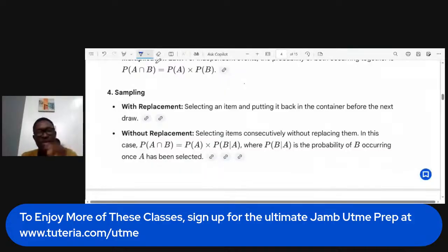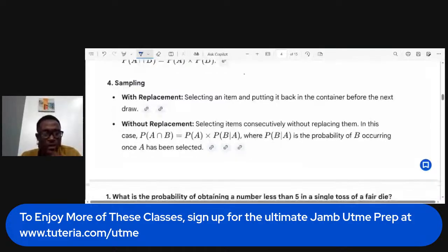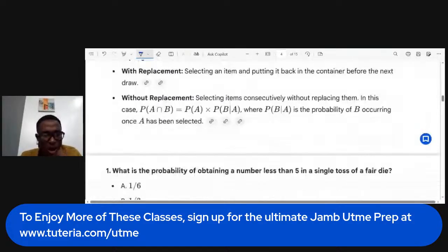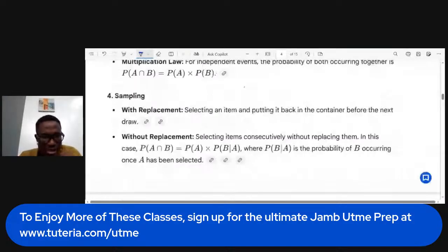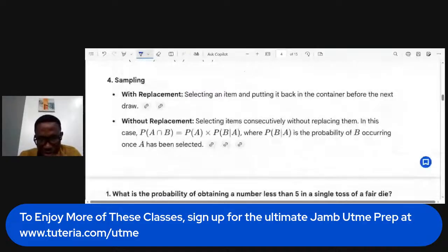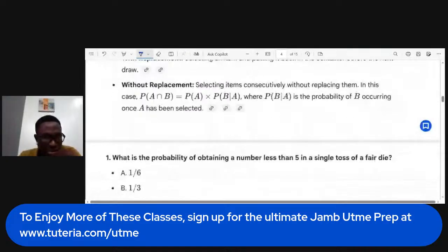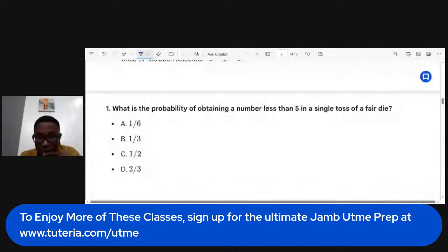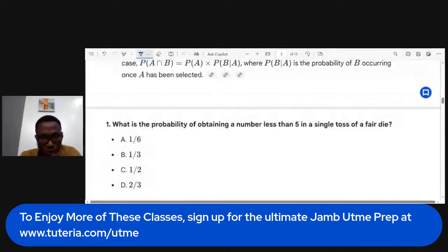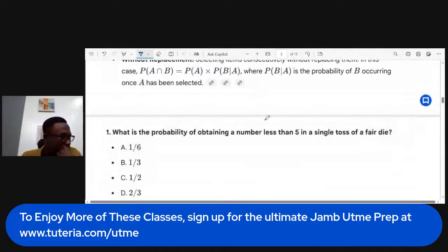So sampling can either be with replacement or without replacement. Please note that. There's a question here that I have, but it's not in this slide. It's a brain teaser question, so I'll just give it to you. Let's solve this before we move on, so you can note it down.